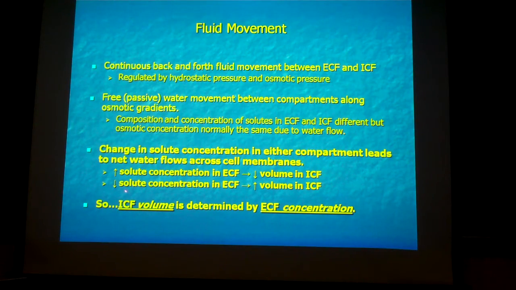Conversely, if we have a low solute concentration in extracellular fluid relative to the solute concentration in intracellular fluid, water is going to flow the opposite way. Water is going to flow out of extracellular fluid into cells.